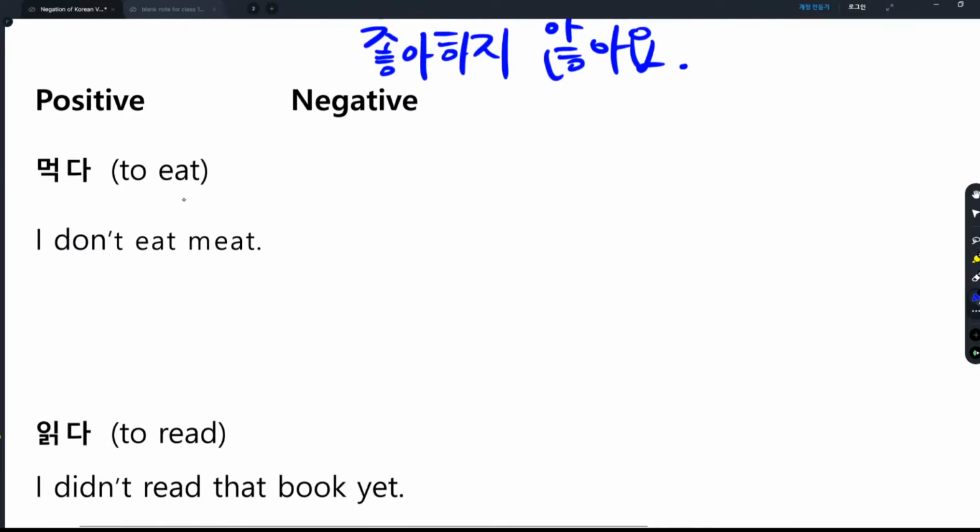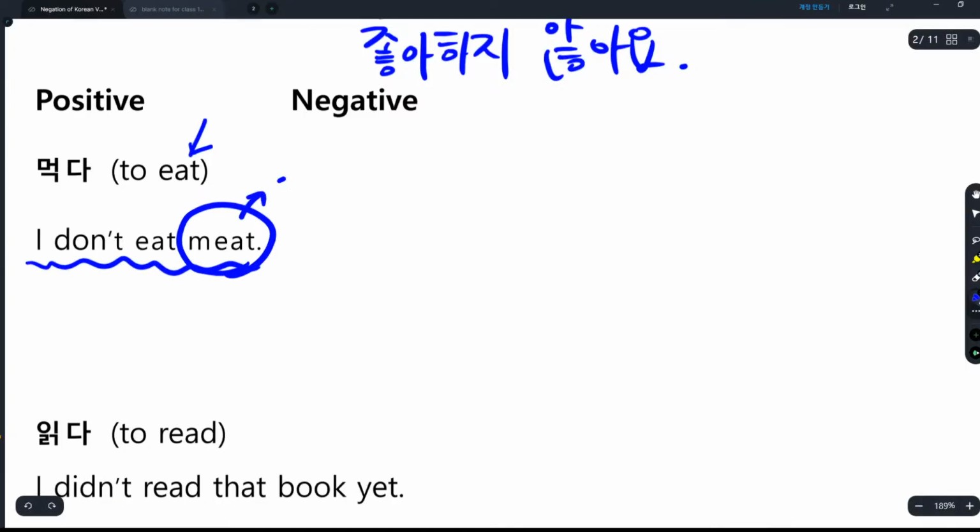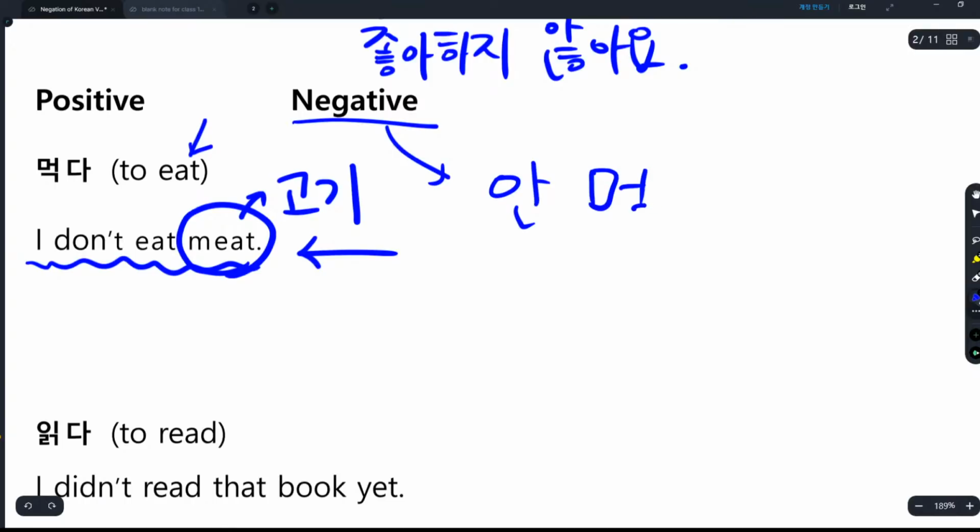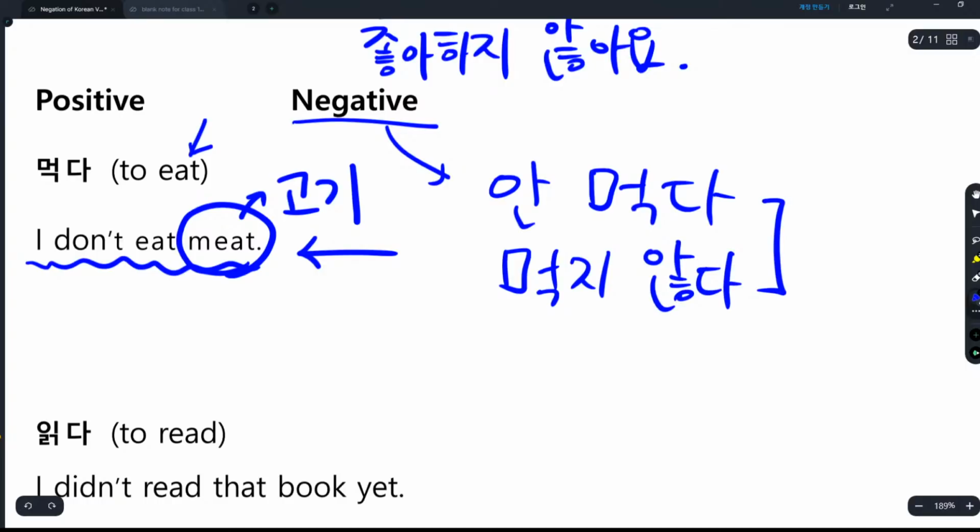And yeah, we're gonna move on to the next verb. I think you guys can translate this right off. I don't eat meat, if you know the word meat in Korean, which is 고기. Can you guys try translating this yourself? So 먹다's negative form would be either 안 먹다 or 먹지 않다. So you can use one of these two verbs. Whichever one you use doesn't matter. So 저는 고기를 먹지 않아요.